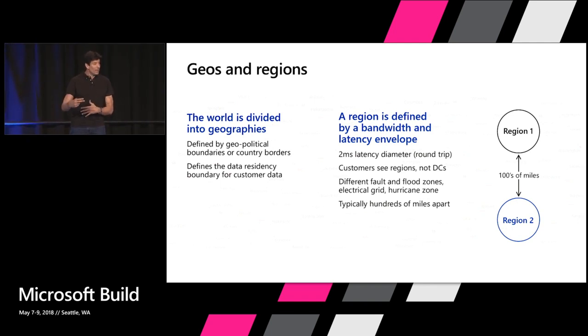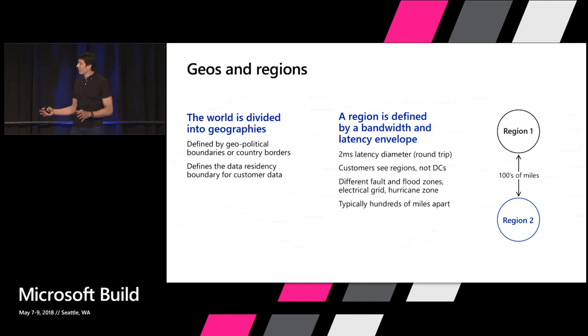Then we also have this architecture where we pair regions together so that you can do a disaster recovery failover from one region to another. And we move those data centers, those regions, as far apart as we can within the geography so that they're isolated from large-scale natural disasters like hurricanes, floods, earthquakes. Typically, that's hundreds of miles apart, which means that they're too far for synchronous replication to achieve high availability.